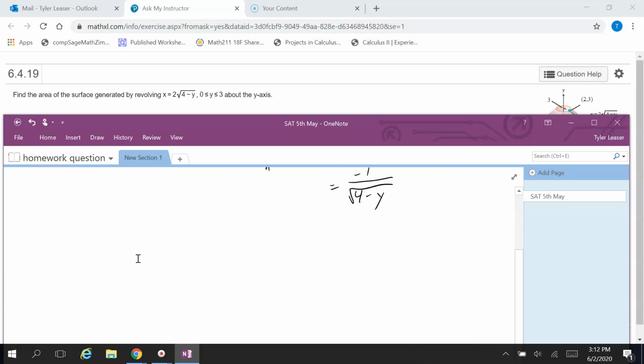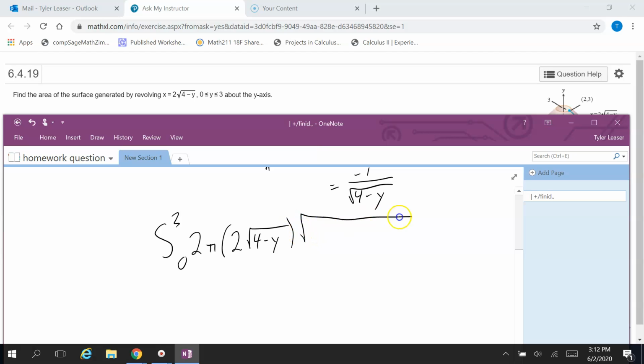Okay, so there's our derivative, and we just plug that in. So now we're going to have the integral going from 0 to 3 on the y-axis of 2 pi. We can't plug an x in there, but we can plug what x is equal to as a function of y. So it's going to be 2 pi x, which is 2 square root of 4 minus y. And that's going to be times the square root of 1 plus this derivative that we just found, negative 1 over square root 4 minus y, all squared, dy.